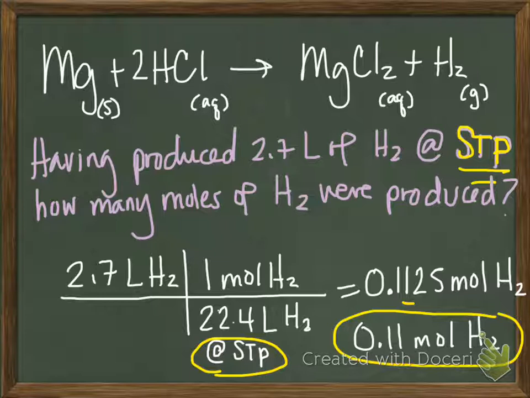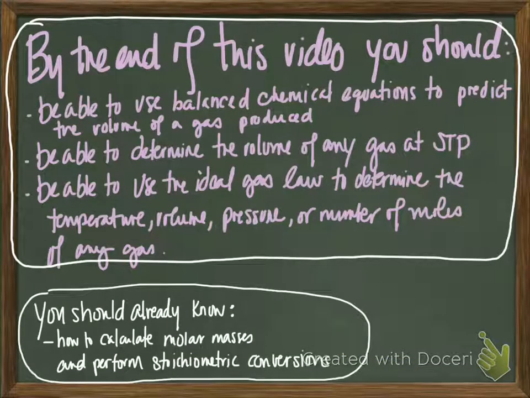Okay, let's quickly touch base and review. You should be able to use a balanced chemical equation to predict the volume of a gas produced. As long as everything's a gas, those coefficients serve as the ratio of the volumes. You should be able to determine the volume of any gas at STP. It's 22.4 liters at STP for any gas in the whole universe, and you can use that as a conversion factor. Now, the last thing we want to talk about is the ideal gas law.